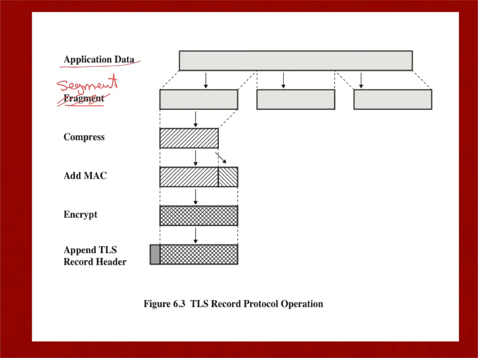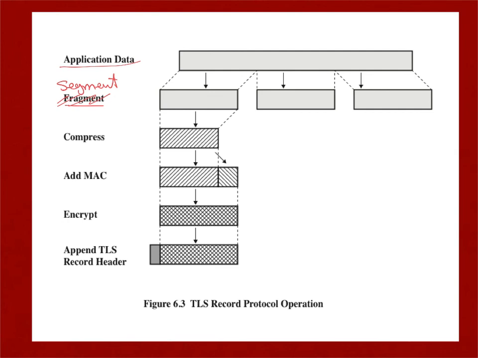Because fragment has a different scope, a different meaning. Remember fragmentation? Fragmentation is done in the network layer. So here we better use the correct names. Here we're dealing with segments, not fragments. Here we deal with multiplexing and so on. So this is the correct name for the protocol data unit in the transport layer. We call it segment. We don't call it fragment.